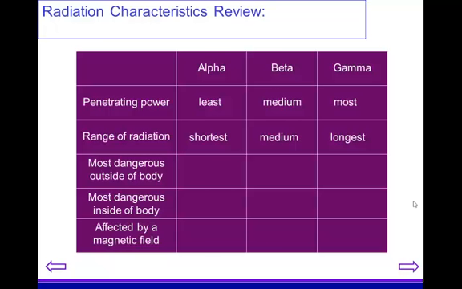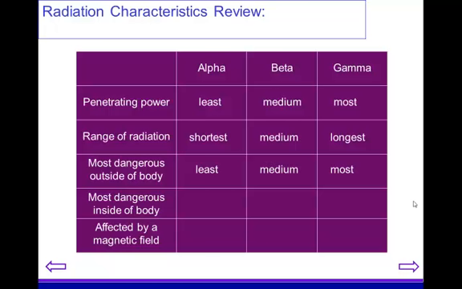Now, although alpha has the least penetrating power and the least range, this means that outside of the body it has the least impact. It's not even likely to pass through our skin. Beta radiation would have a medium risk associated with it because it could pass through our skin. And gamma radiation would be the most dangerous because it could pass through pretty much most things to get inside of us.